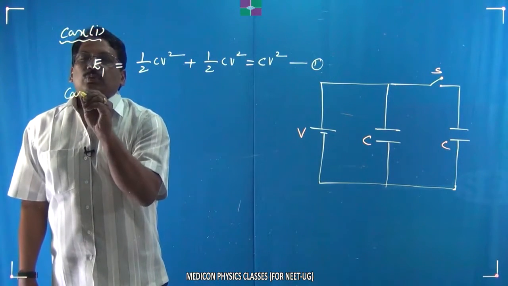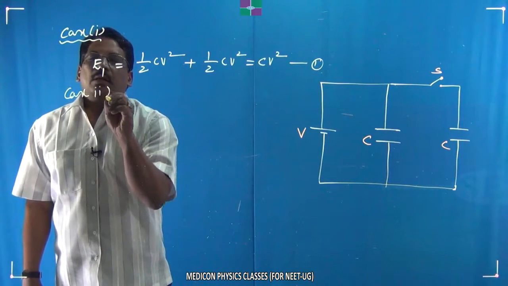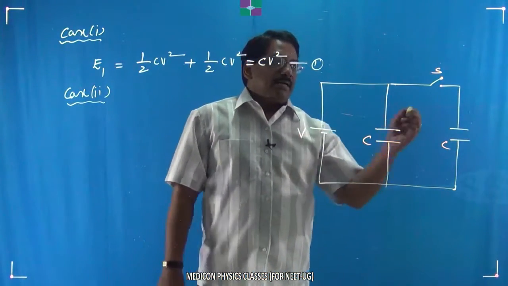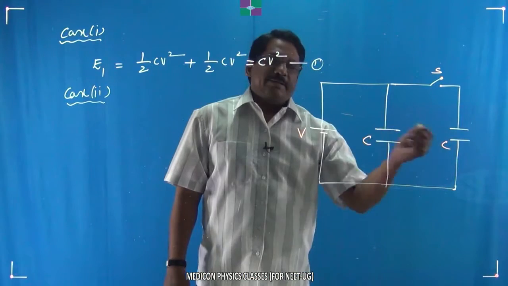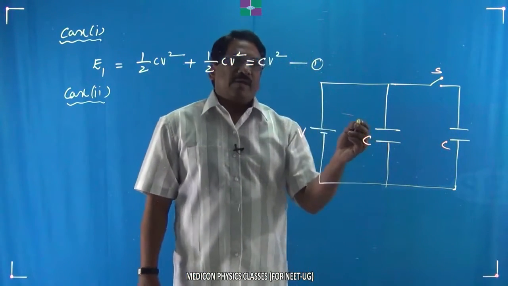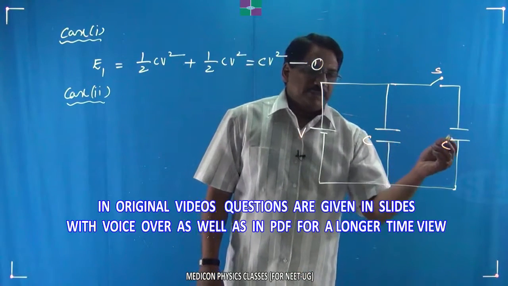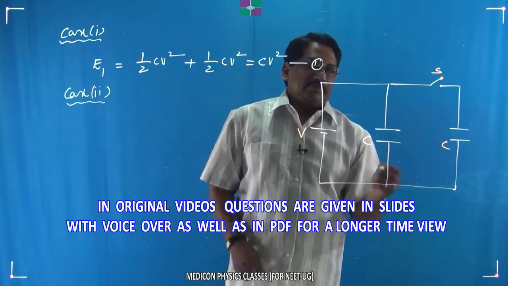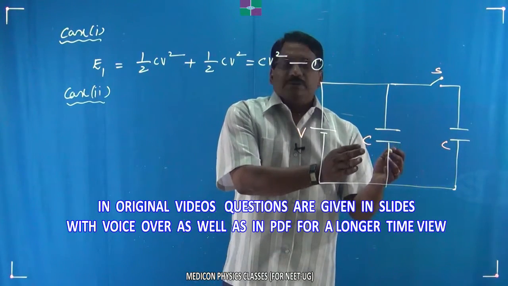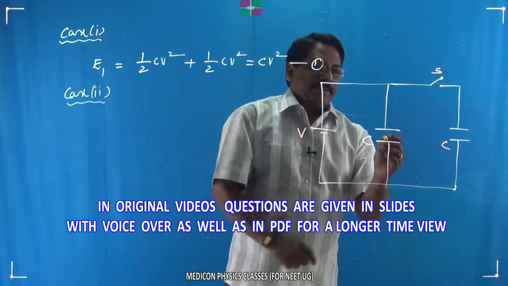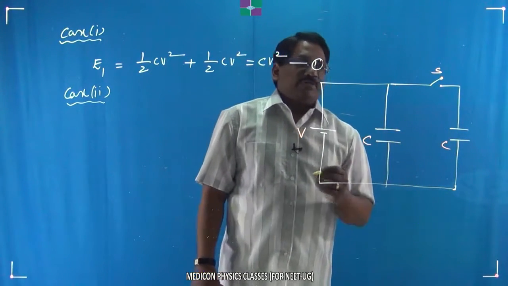Coming to case 2, this case is to be discussed. Dielectric slabs are inserted into the free spaces of the capacitors. So each is of capacitance 5C. So this is 5C and this is also 5C. So a dielectric slab of dielectric constant 5 is being introduced. So it is 5C and 5C.